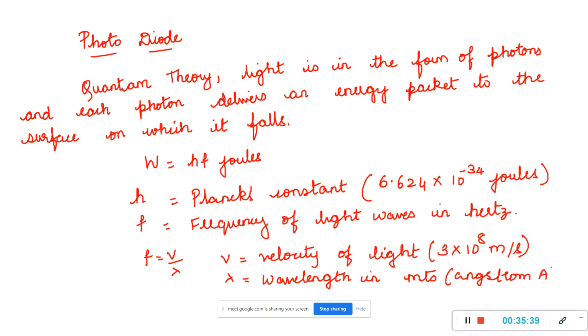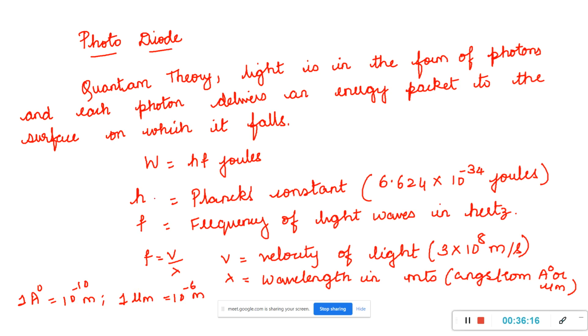It is in Armstrong or micrometer. So 1 Armstrong is equal to 10 raised to minus 10 meter, or 1 micrometer is equal to 10 raised to minus 6. So this is a measurement.